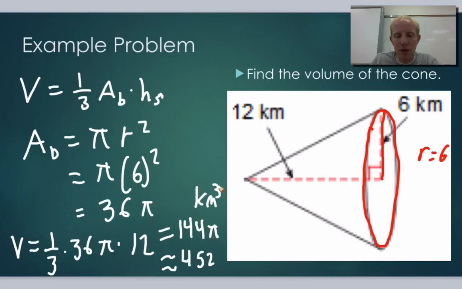Alrighty, hopefully that all makes sense. That's our homework for today, finding the volumes of pyramids and cones, which is very similar to finding it for prisms and cylinders. You just have this extra 1/3 factor that you need to account for. Hopefully that all made sense.